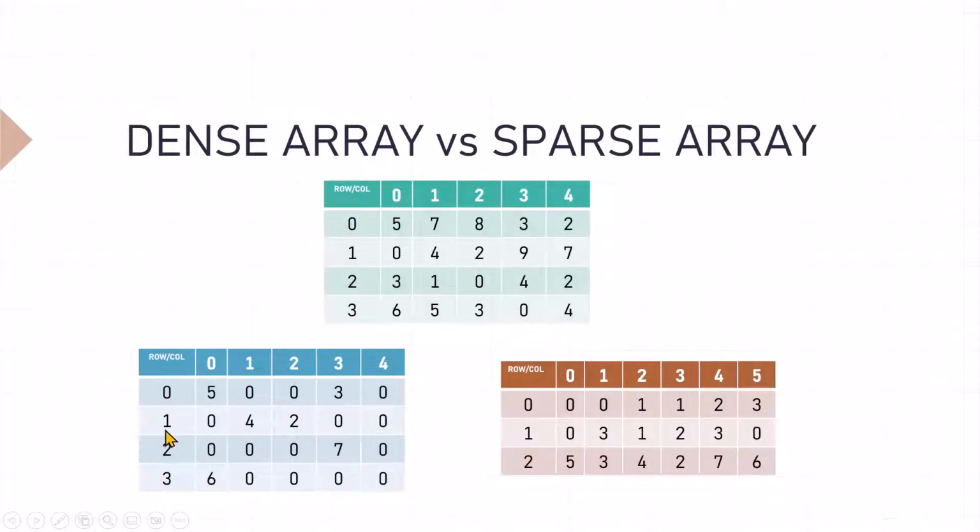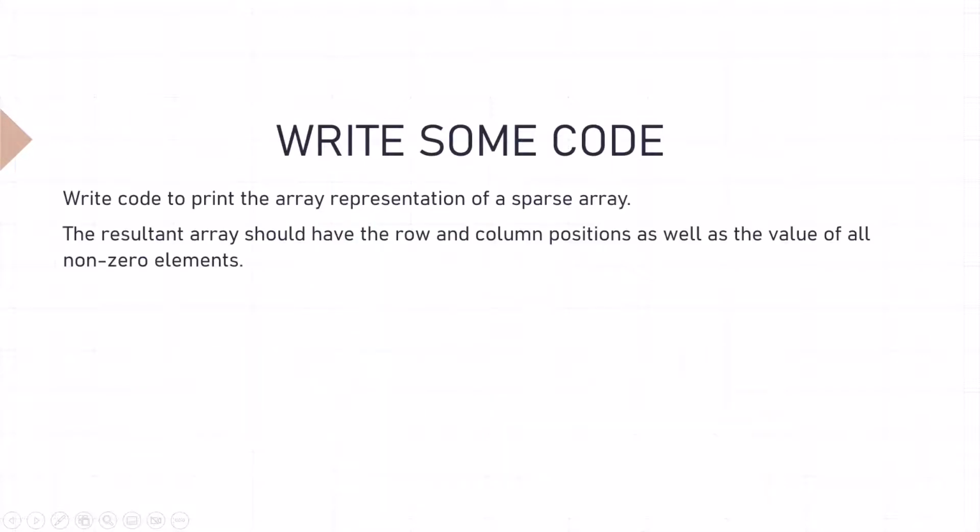Its logical position is row 1, column 1. Right? So you can see we've stored those there, and we do the same for all the elements that have non-zero values. Now, keeping this in mind, let's write some code. Write code to print the array representation of a sparse array. The resultant array should have the row and column positions as well as the value of all non-zero elements.